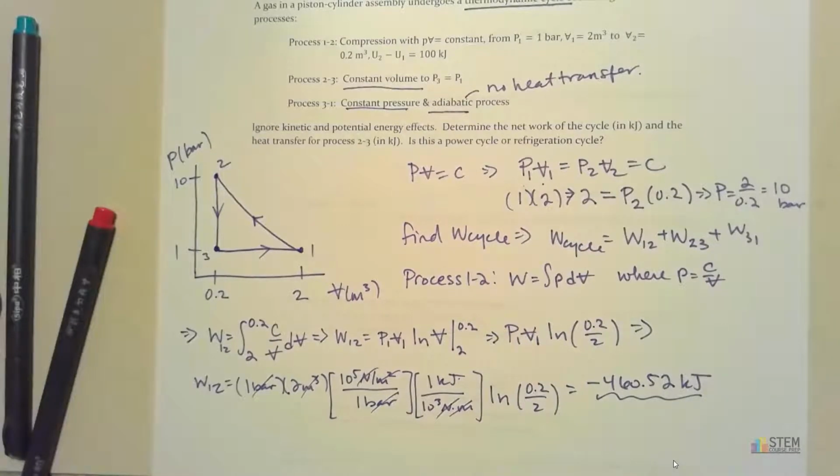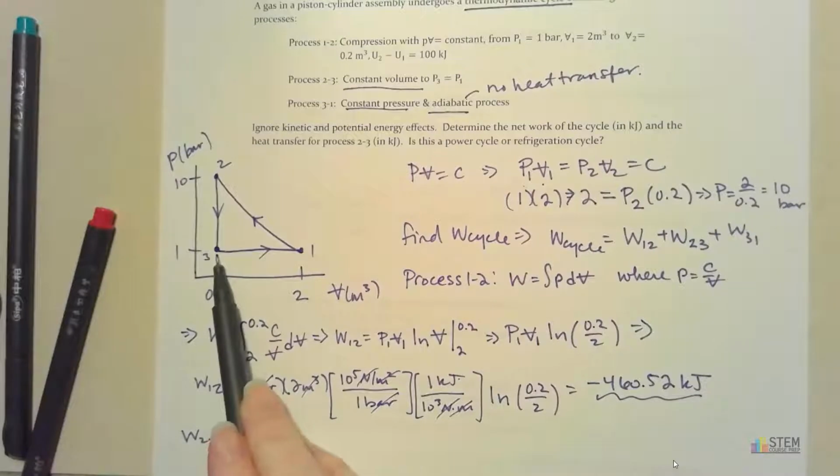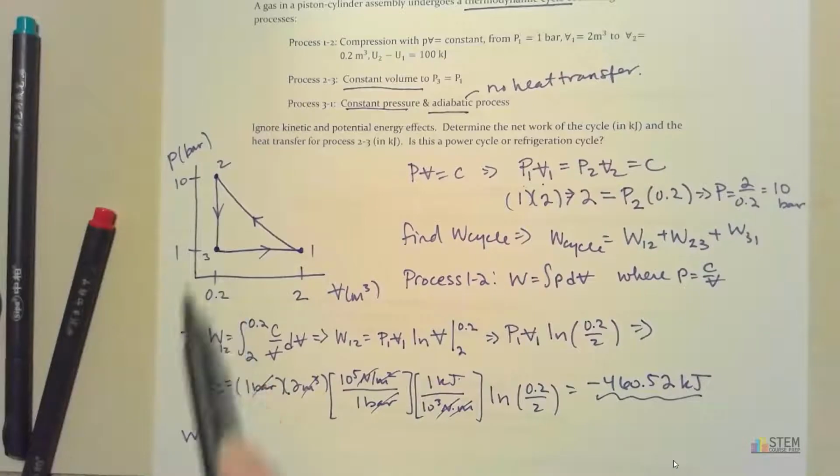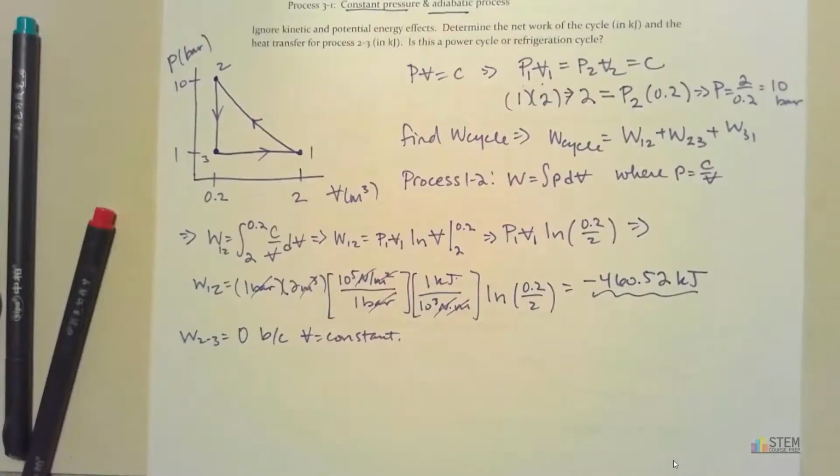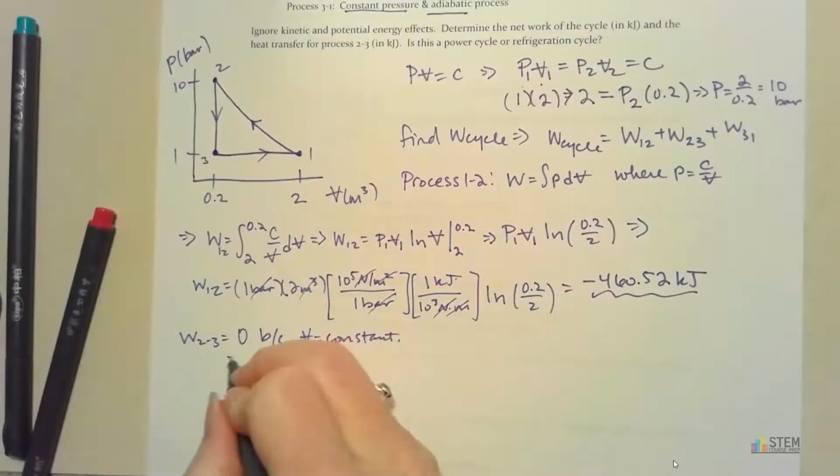Now let's look at process 2-3. What are we going to get for that one? You should be able to tell that just by looking at this plot. We've got a vertical line here. That means no volume change. So if there's no volume change, no work. So this is going to be 0. And again, that's because volume is constant. So this will be another term we need.